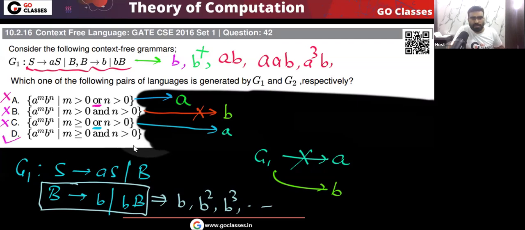Is this point clear? The remaining options you can easily eliminate. You don't even have to check G2. From G1 you can see that the answer will be option D. Understood? Let me know, because from option A I can generate A, but the given grammar G1 does not generate A. From option B I cannot generate B, but the given grammar generates B. From option C I can generate A, but the given grammar does not generate A. So these are the counter examples. Is this clear? So finally your answer will be option D. You don't even have to check G2, but anyway, we will do the complete analysis.